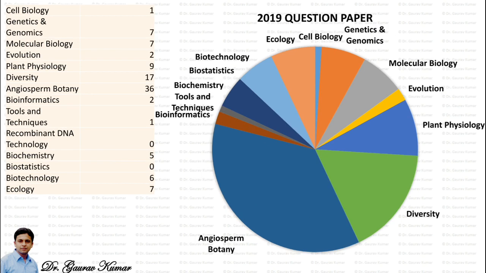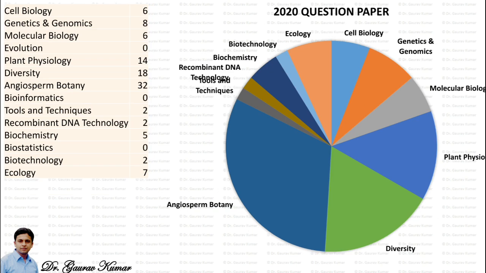Next, in the 2019 question paper, angiosperm botany was the major contributor. Like 36 questions were asked, and I remember the topper got around 63% correct questions. Like 63 was the merit list for the topper. So in angiosperm botany itself there were 36 questions. Then there were questions in diversity, around 17 questions. Then plant physiology, molecular biology, genetics and genomics, and ecology contributed almost equally. And then there was no question on recombinant DNA technology and biostats as well.